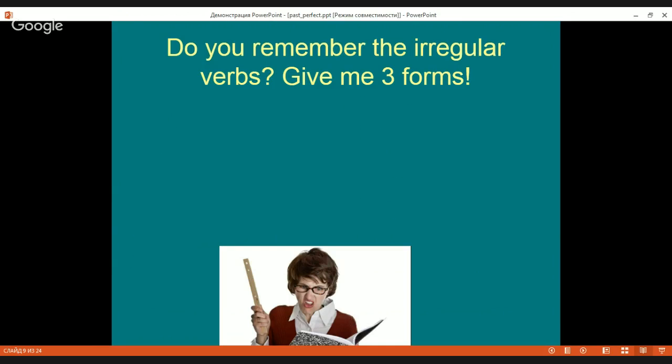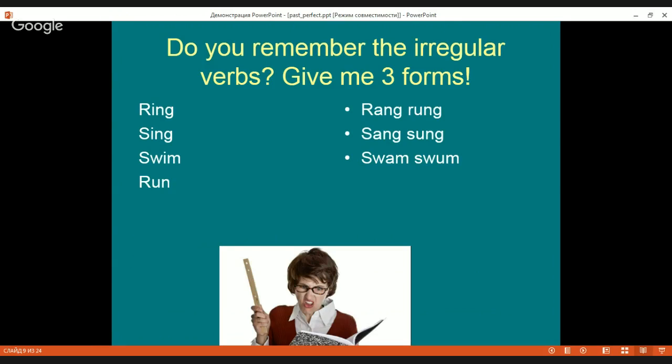Let's look at the next set of irregular verbs. Ring, sing, swim, run. Ring, rang. Now guess the rest of them. Sing, sang. Swim, swam. Run, ran. Very good. Let's move on to the next one.